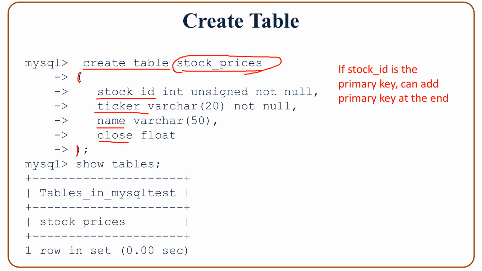Close means closing price. So I want to specify the type for the first field or the first column, integer, right? Unsigned integer, and cannot be null, right? So if you say not null, and later on if you insert a row or a record, and the stock ID field is null, meaning nothing, you don't have anything to enter, then it will give you an error.